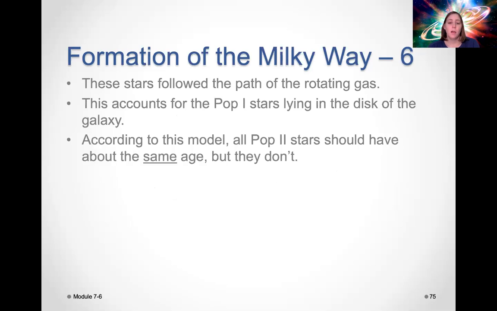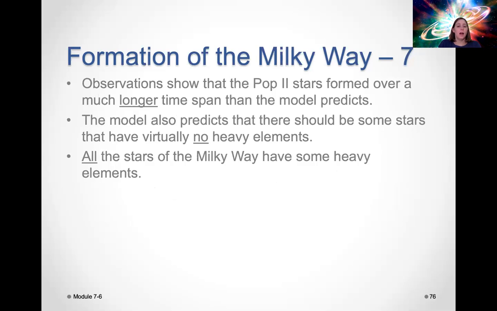According to this model, all population 2 stars should have about the same age, but they don't. Observations showed that population 2 stars formed over a much longer time span than the model predicts. The model also predicts that there should be some stars that have virtually no heavy elements. However, all stars in the Milky Way have some heavy elements.